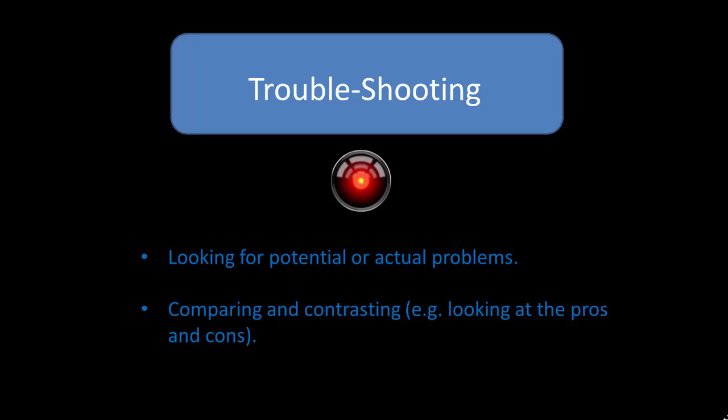For the third theme, troubleshooting, I'm going to present it in two slightly different ways. First one is the one I've already outlined, looking for potential or actual problems. Then I'm going to end with an example, which is where I compare and contrast. I look at an advantage and a disadvantage. And the reason for that is because I'm well aware that many students think that critical analysis is looking at pros and cons, but is only that. Whilst it is indeed critical analysis, it is by no means the only example. It is by no means the only way of thinking about critical analysis.